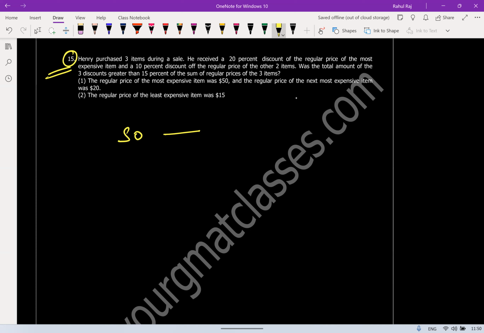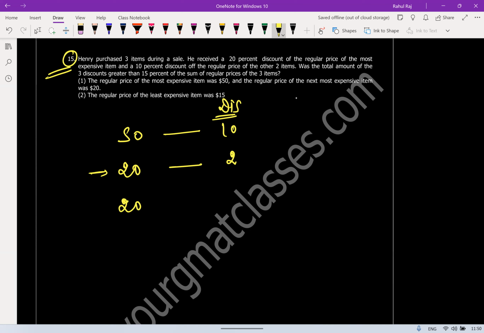So the discount on this is 20%. 20% of 50 is what? 10. This is the discount. The regular price of the next most expensive item was 20. So what is the discount on this? 10%, that is 10% of 20 is 2. I don't know the price of the third item, but what I know is the next most expensive item was 20, so the third item price can be 20 or less than 20.